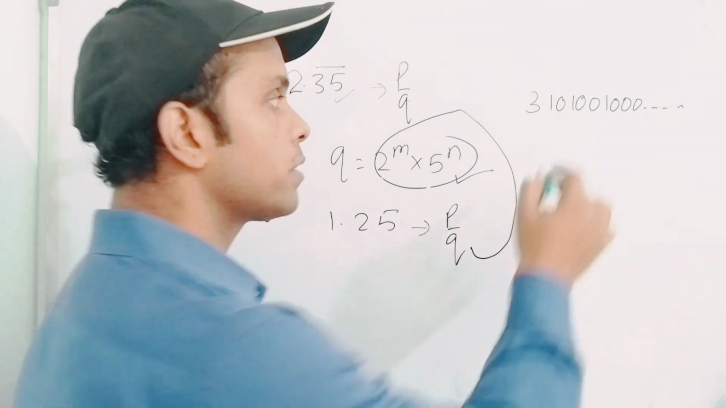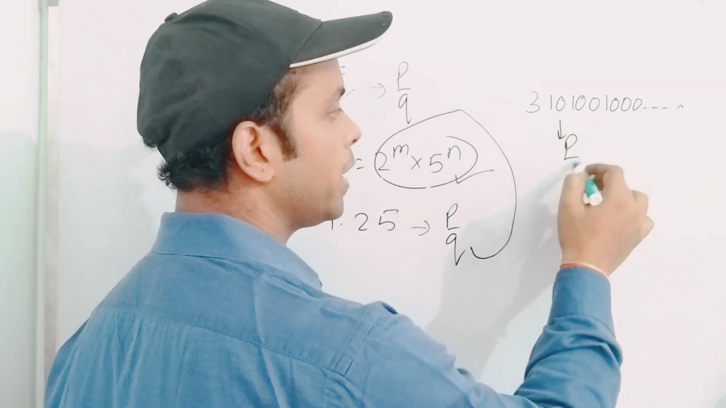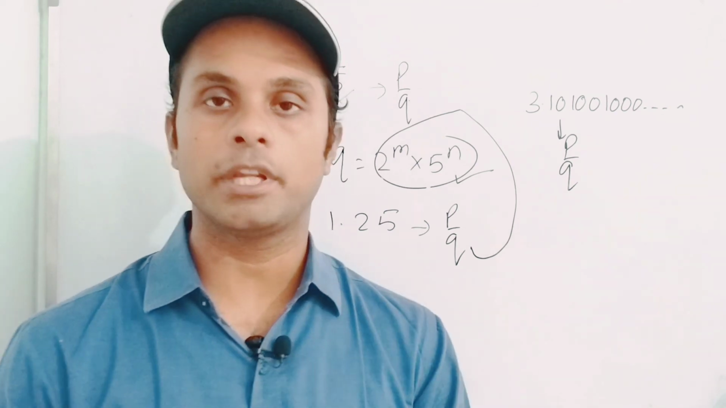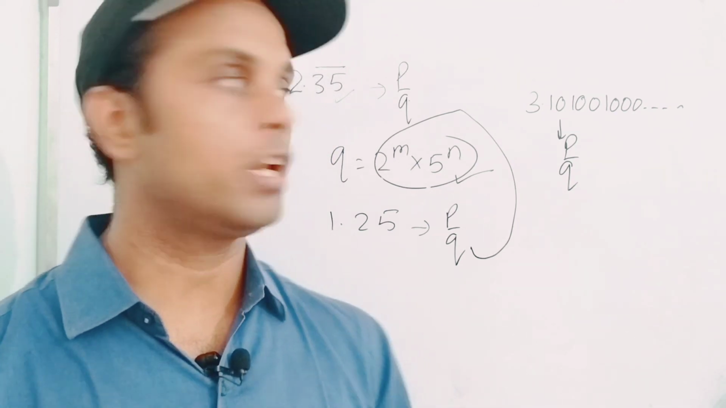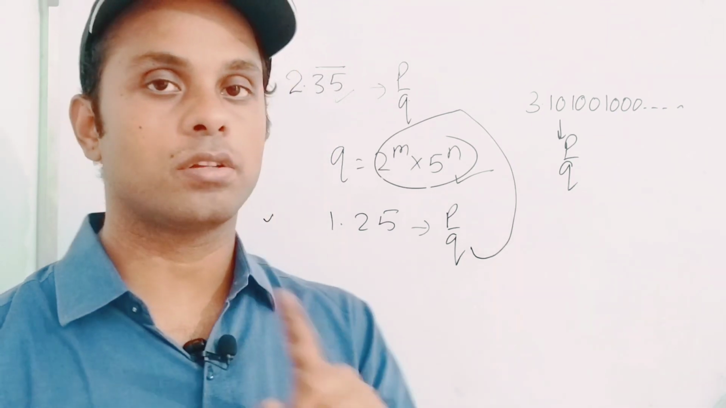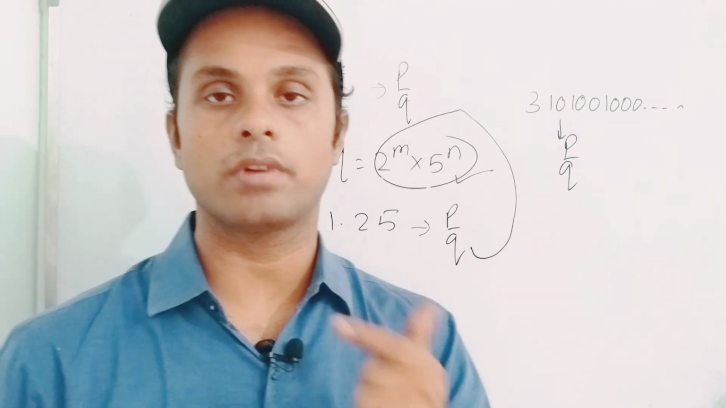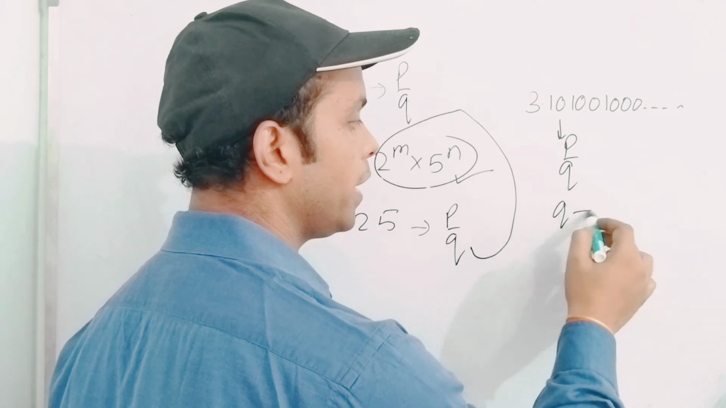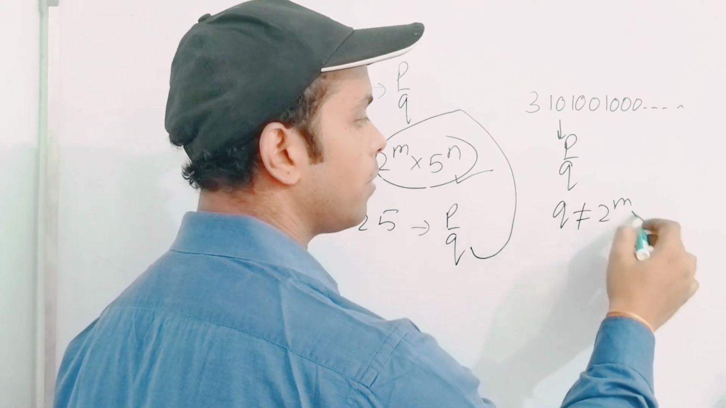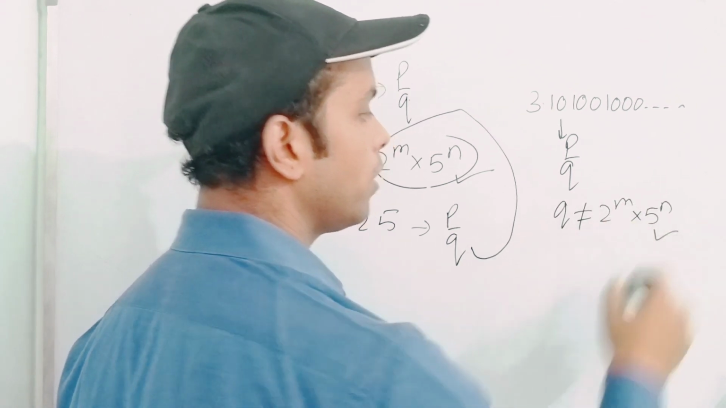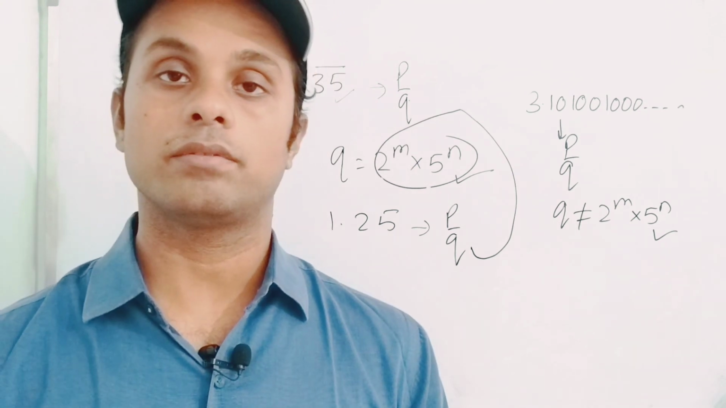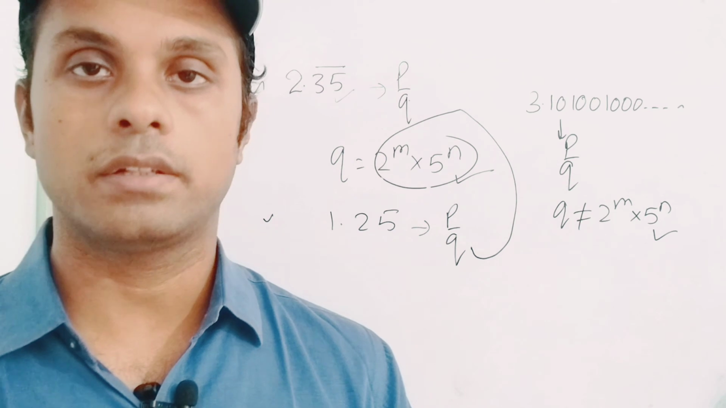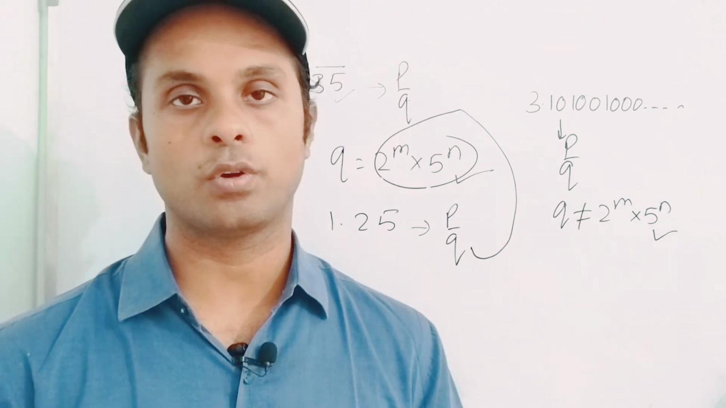So this is non-terminating, and we discussed earlier, it means what about its denominator? If we write this in the form of p by q, what about the denominator? It means the denominator q is not of the form 2 raised to the power m into 5 raised to the power n. That's why this is a non-terminating decimal.